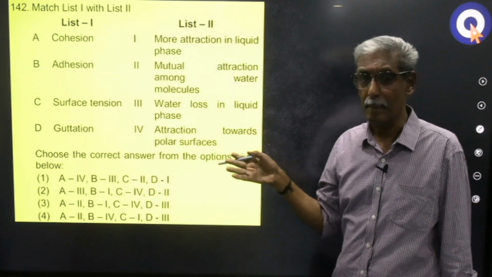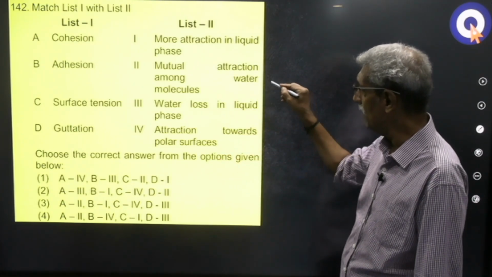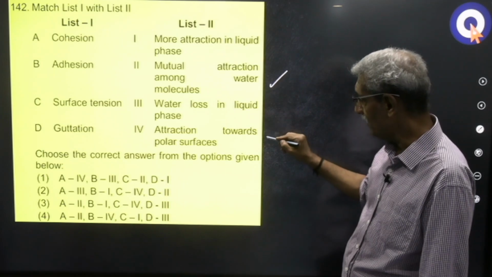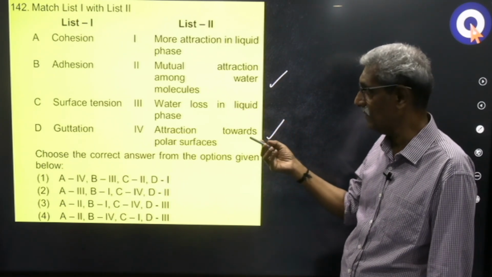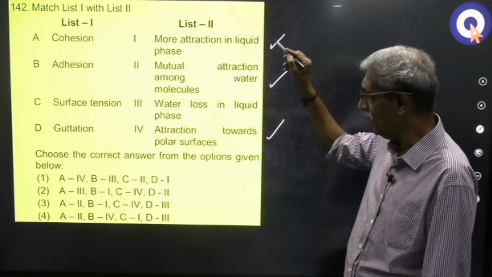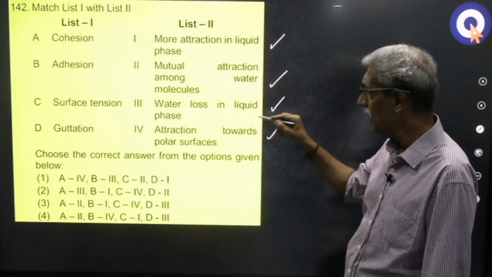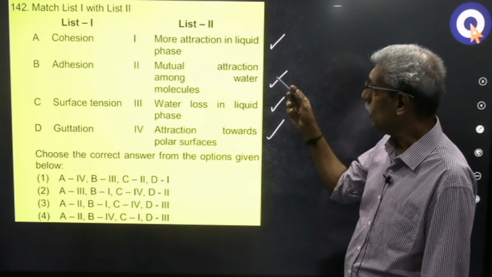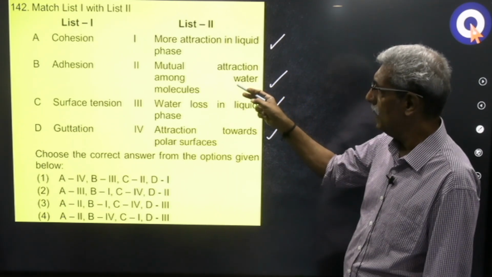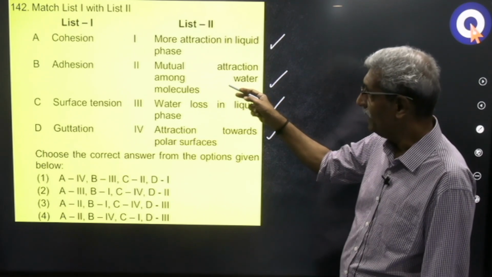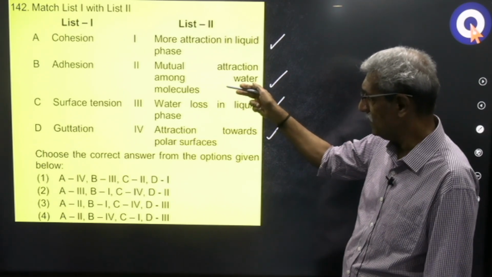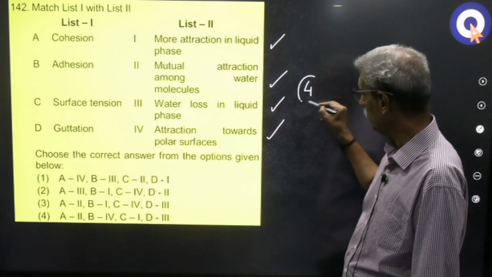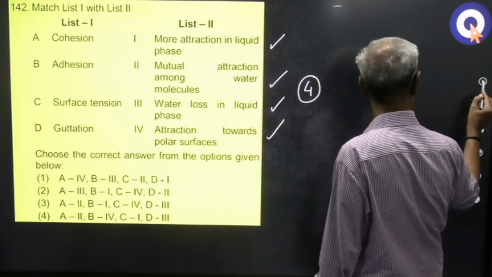Now here, this is from plant physiology. Remember, cohesion is the mutual attraction of water molecules. Adhesion is the attraction towards polar surfaces. Primarily remember the plus and minus charges. And surface tension is more attraction in the liquid phase. And guttation is the loss of liquid water. So how are the options down here? When you take cohesion, it is A2. Then we have adhesion, which is B4. A2, B4. So the option here is the 4th option. We have the 4th option down here. Fine.